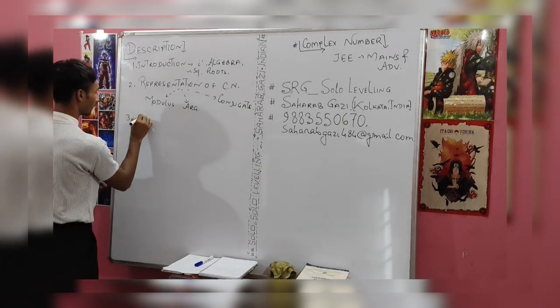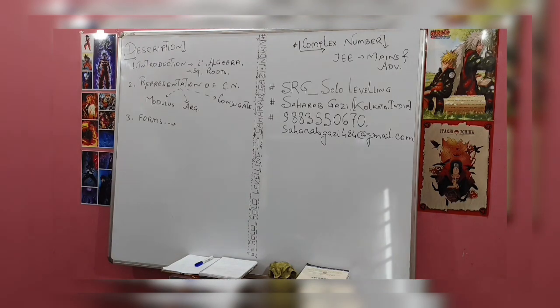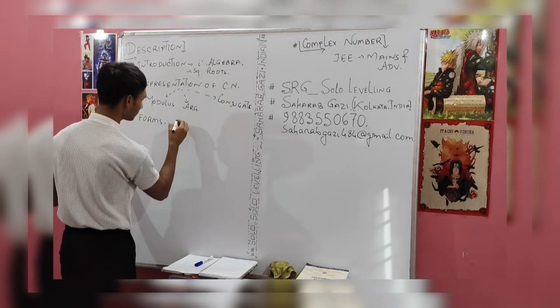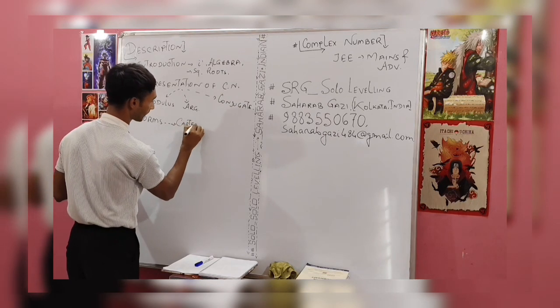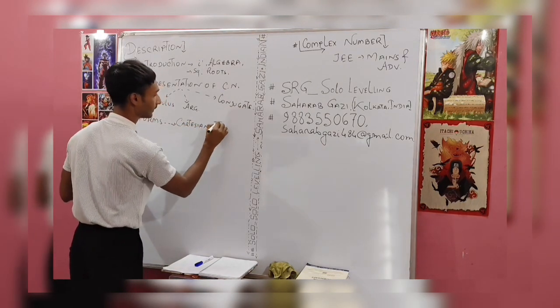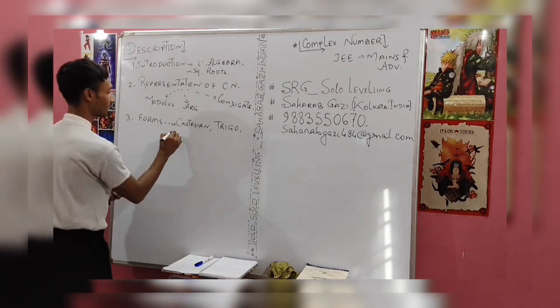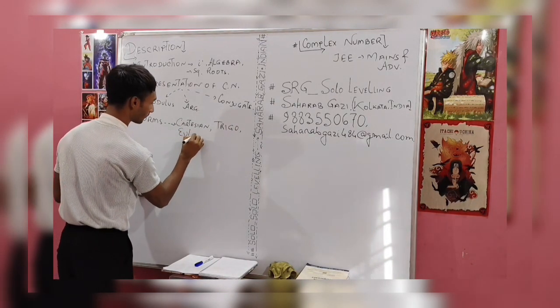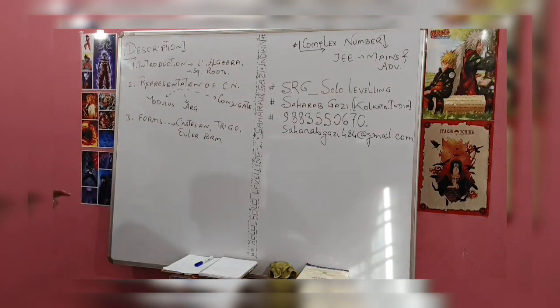Okay, after this we had forms of complex number, in which I completed what is Cartesian form, then trigonometric form, and then Euler form. Okay, yes, got this.